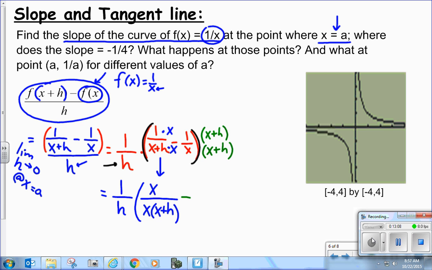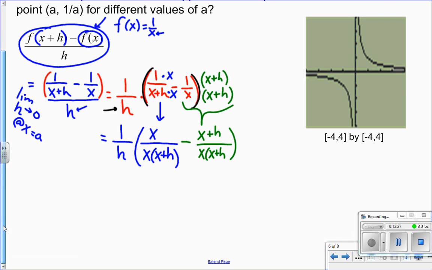All right, so minus, when I combine these, I get x plus h over x times x plus h. Now, both of these fractions have the same denominator. I can now combine them. And let's see what happens when I combine them. I'm doing a lot of rewriting just so you guys can see every step. As you get good and fluent with this, you can skip some steps, but not too many.